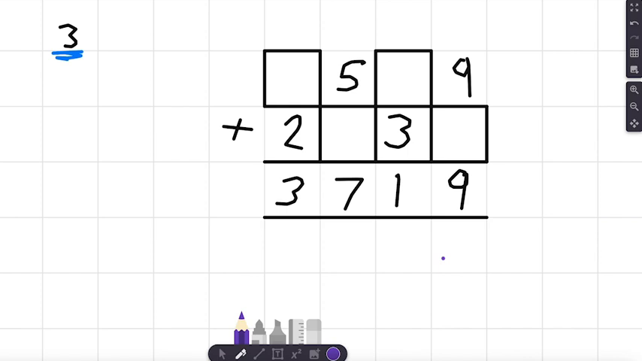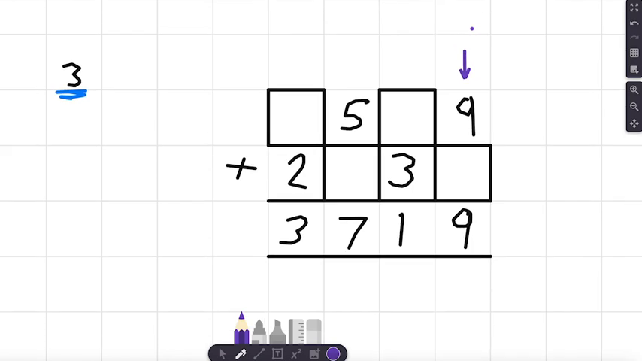On to question 3, and again we're going to start with the units, and again we're going to look out just to see if there's any regrouping or carrying. We have 9 plus something is 9, so this is straight away going to be a 0. And here we've got something plus 3 is 1, so we can't really do that with column addition, so we must have a carry. This must be an 11.